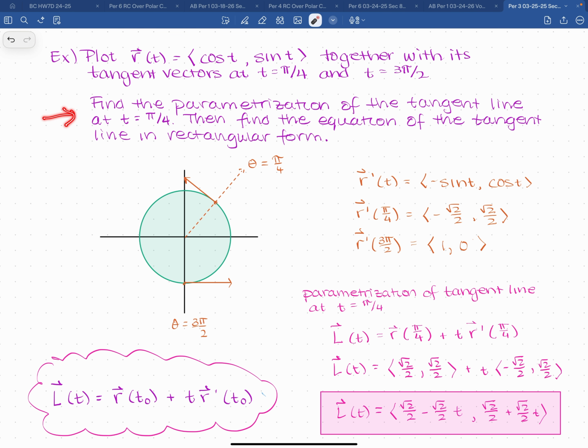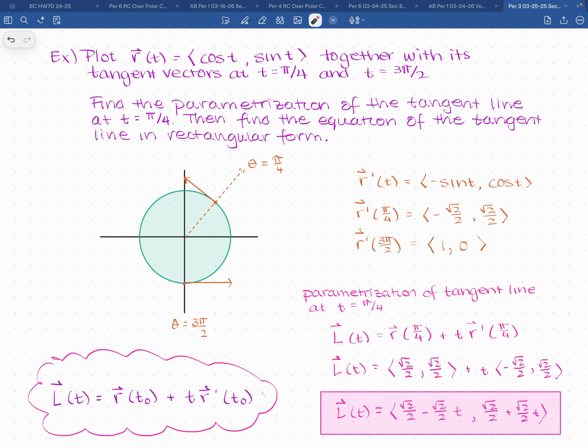Now let's look at this part. Find the parameterization of the tangent line at t equals pi over 4, and then find the equation of the tangent line in rectangular form. We've looked at making a parameterization for a line. We could have found the equation of the line in rectangular form and then written a set of parametric equations for that tangent line.